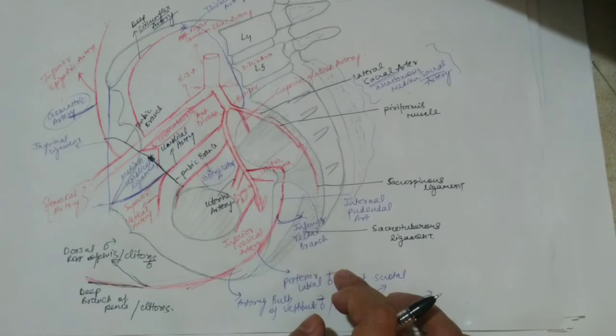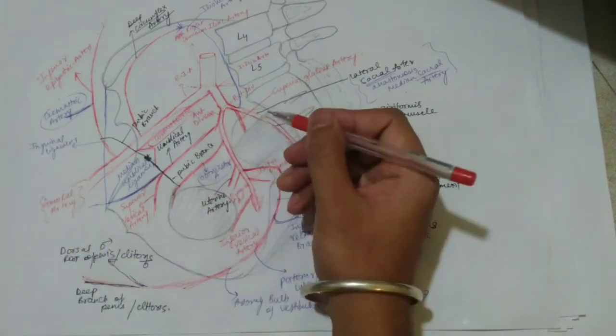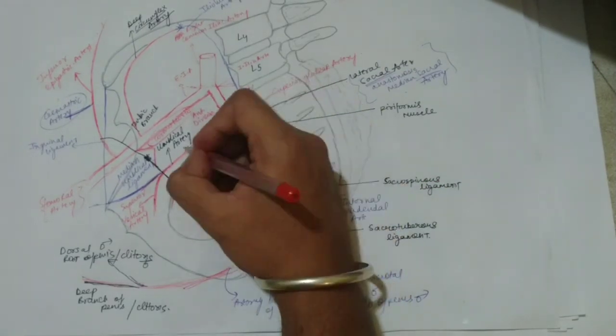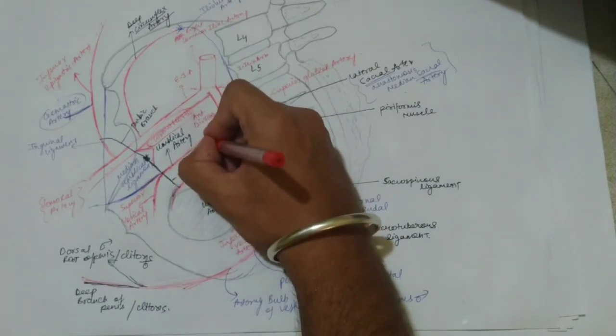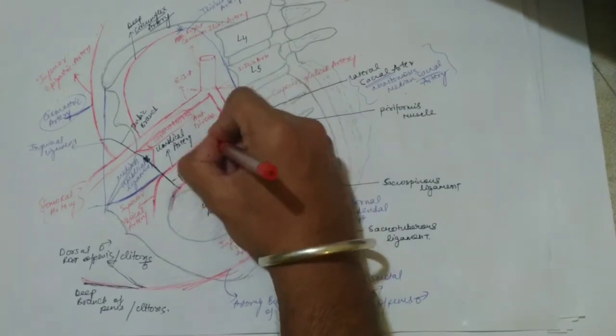I think I have completed everything, and I have mentioned the vas deferens also. The artery to the vas deferens arises directly as a branch, or from the umbilical artery sometimes. So the artery to the vas deferens is only in males, remember.